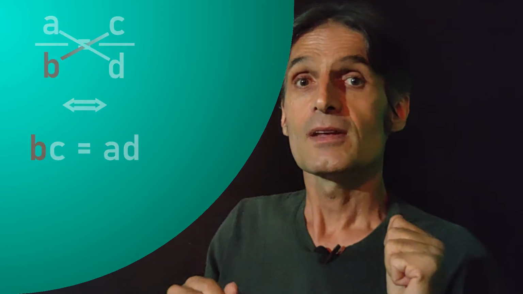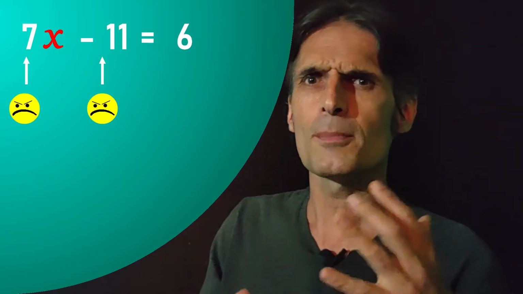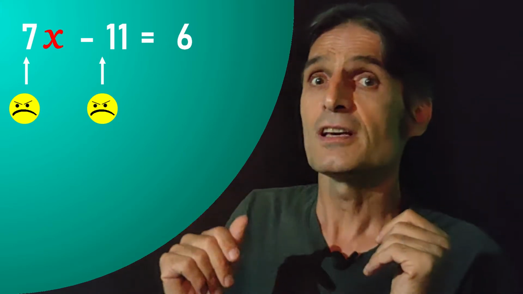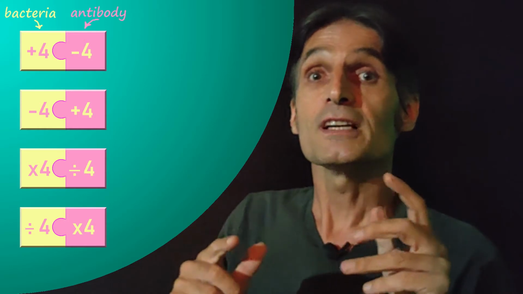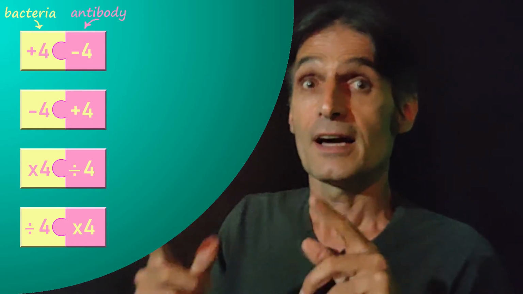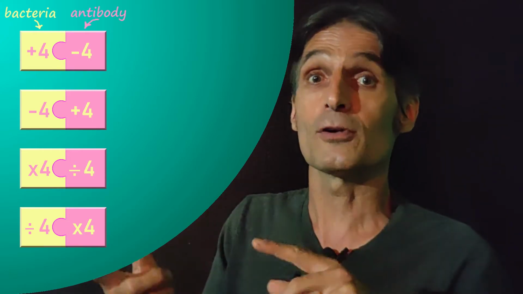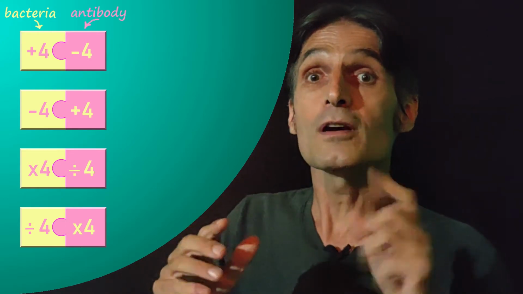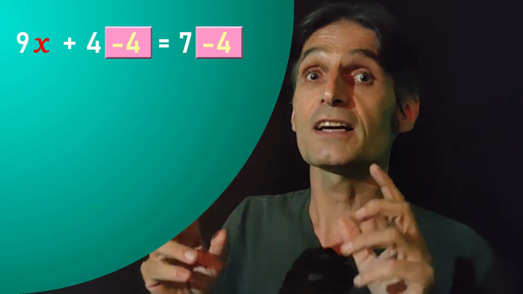So if your unknown was one of the denominators, for example b, now it's back at the ground level and it feels better. The second tool, I call it the antibody. You know, your unknown is never alone. It's polluted by other numbers around and you want to make them go away. For each pollution, there is an antibody. Here is how it works. Plus 4 is neutralized by minus 4, and minus 4 by plus 4. Times 4 is neutralized by divided by 4, and divided by 4 by times 4. But there's one important rule. If you apply the antibody, you have to do it on both sides of the equation.